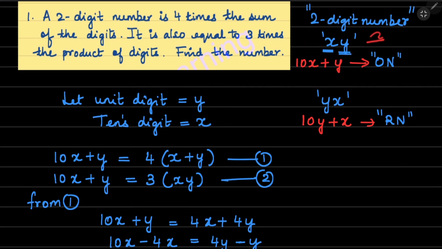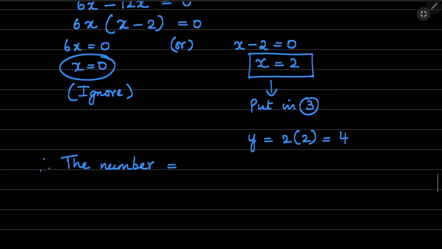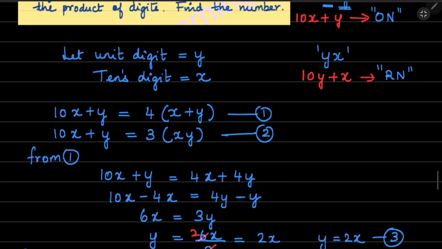The number that we assumed was xy, right? So what is your x here? Therefore the number is x is 2, y is 4. So 24 is the correct answer. So you have got the two-digit number. Okay.